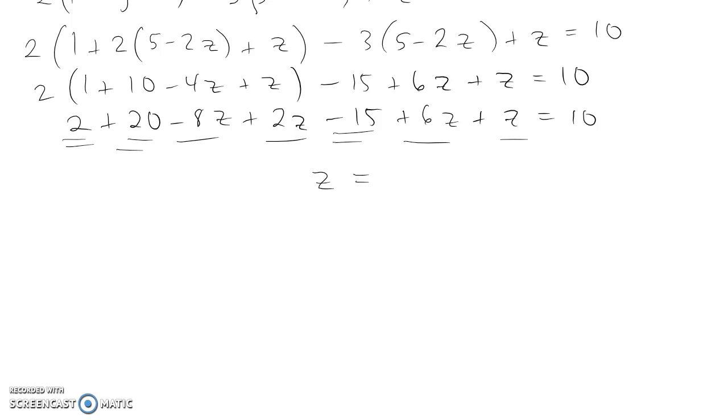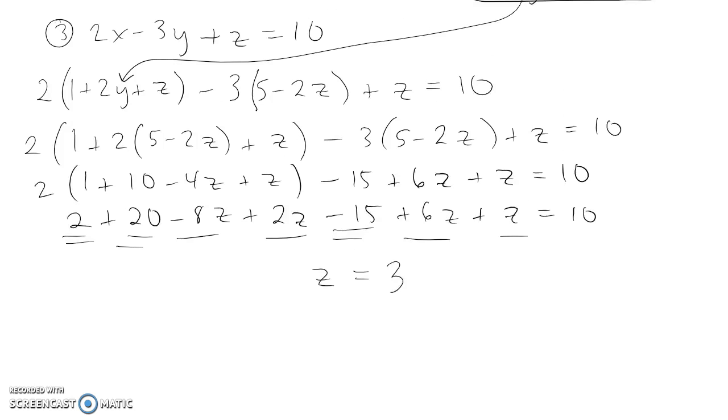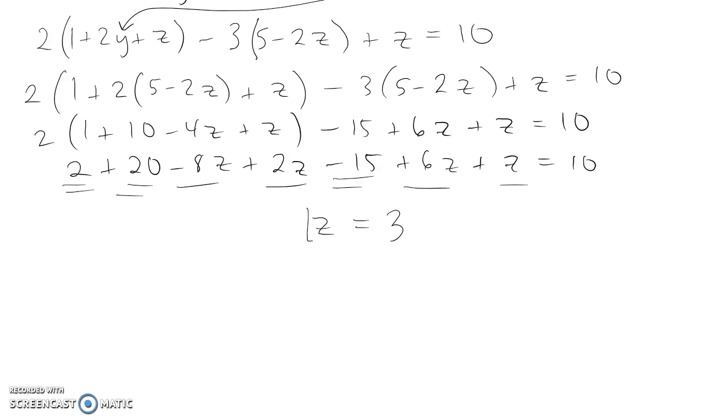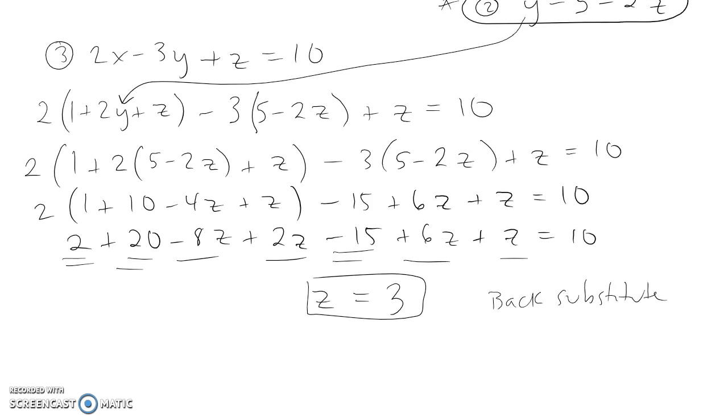So it will be z plus 7 equals 10, but if I subtract the 7 from both sides, I get 3. Okay, now I know z is equal to 3. That's one of my solutions. Now what I'm going to do is something that's called back substitution. I got that from equation 3.